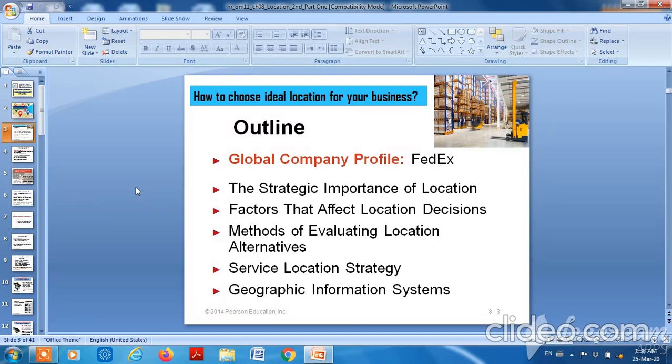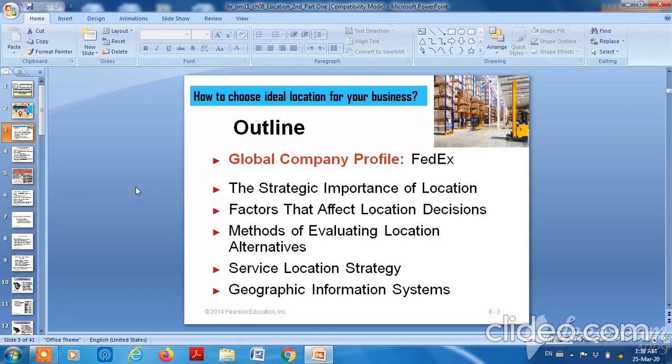So, outline. As you remember, at the beginning of each chapter, the authors try to give us an example of a global company to benefit from its experience. In the first chapter, it was Hard Rock Cafe. In the second one, it was Walt Disney Company. And this chapter is the FedEx Company.